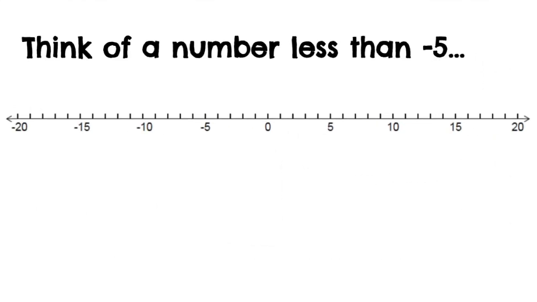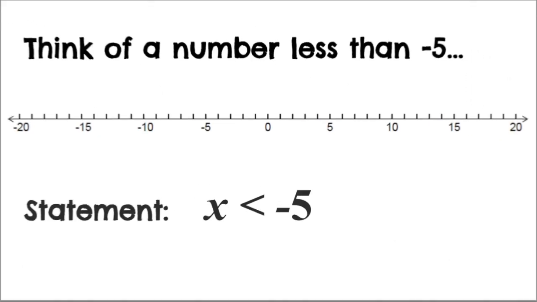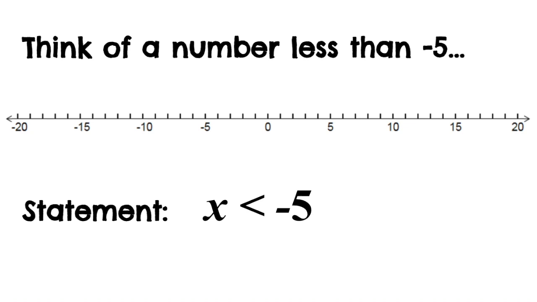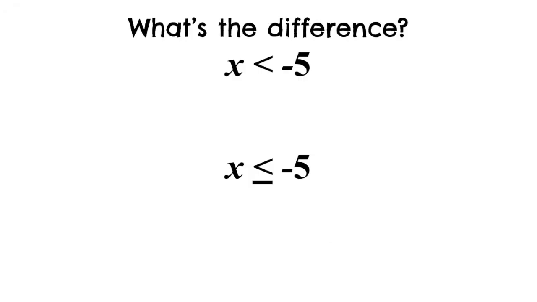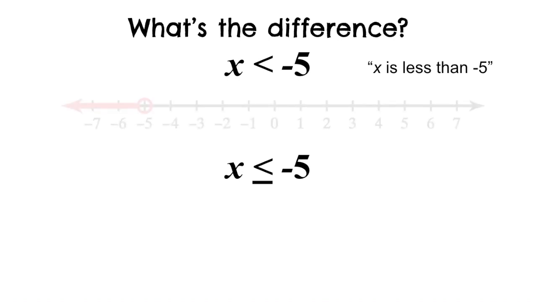Now, can you think of a number less than negative 5? Here's the statement we used for less than negative 5. We have our variable x, which stands for that number that you were thinking of, the less than symbol, and negative 5. So again, what's the difference here? The top statement is the one that we just talked about, x is less than negative 5.